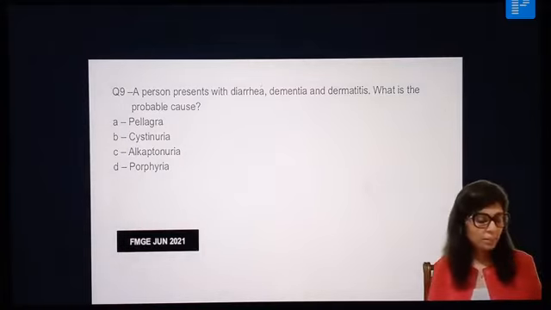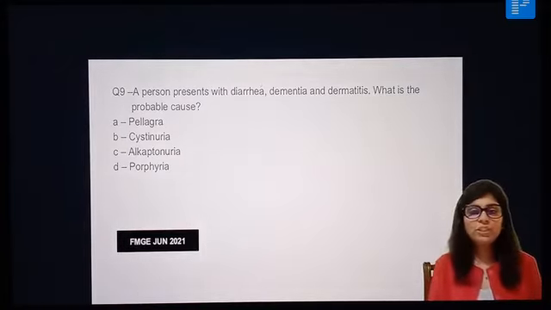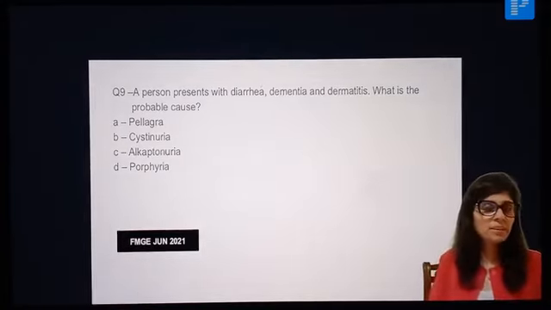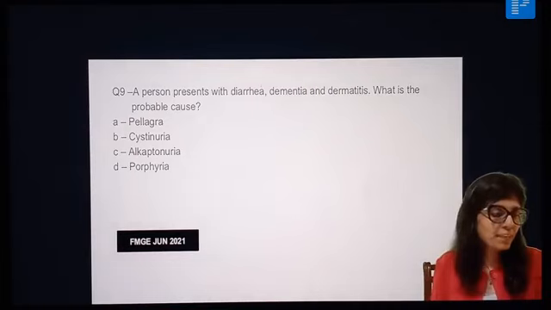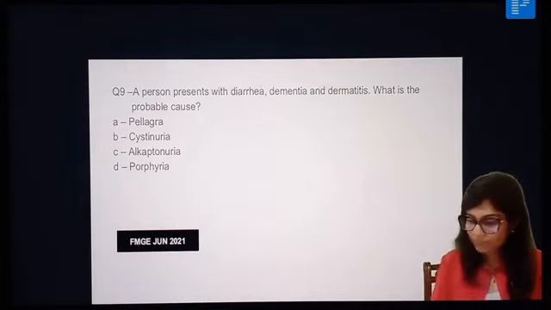So all these are repeat questions. FMG June 2021. A person presents with diarrhea, dermatitis and dementia. What is the probable cause? Yes, pellagra. Good.